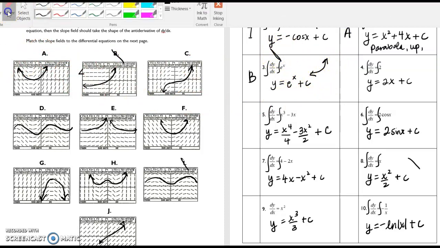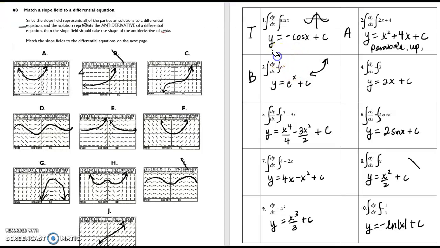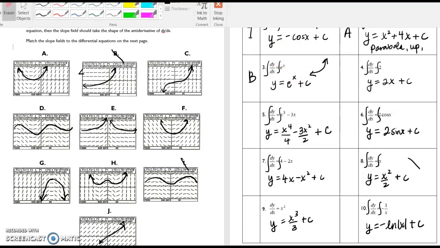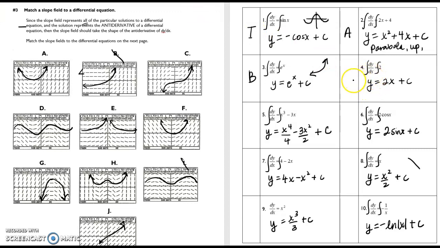Well, apparently I'm having a little issue with my pen. Doesn't want to write where I write. It'll be okay. All right, 2x plus c, that's linear. So I'm looking for one of these graphs that's a line. That looks like J.